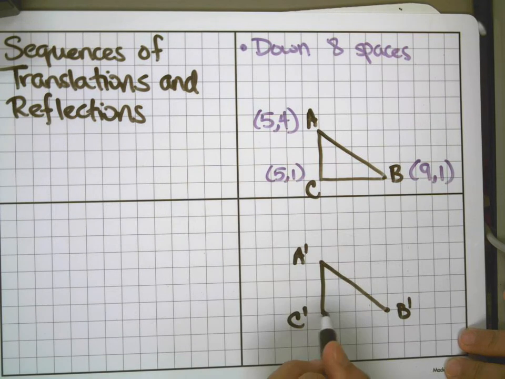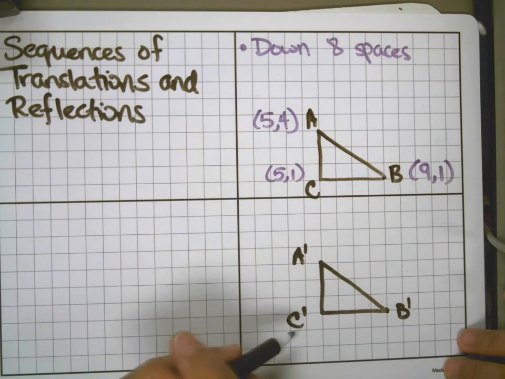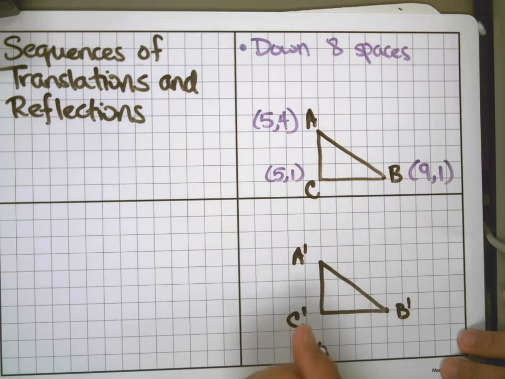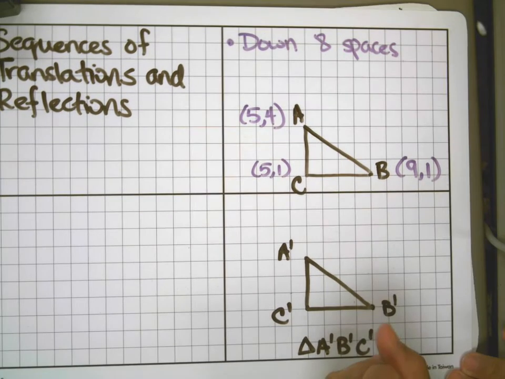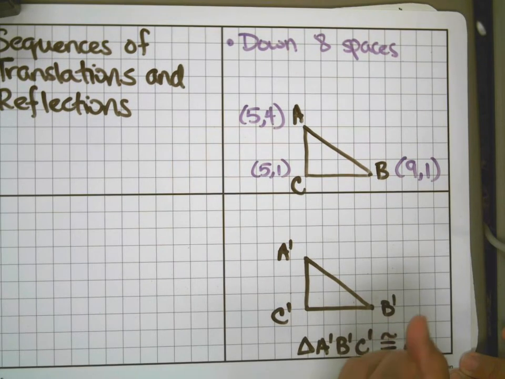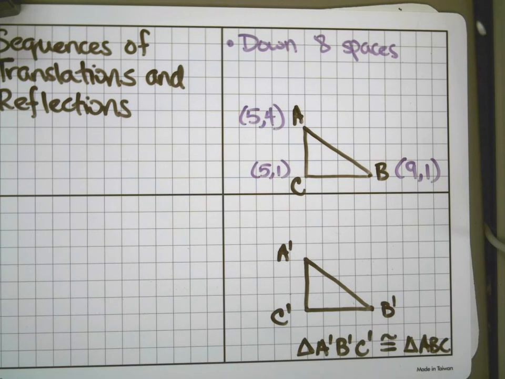The original triangle was called the pre-image. This is called the image. It's congruent to the pre-image. This is triangle A prime, B prime, C prime, so you would write it that way. And you can say that it is congruent to triangle ABC. If somebody asked you to prove it, you say, well, it's translated down 8 spaces, and that's all that's changed.